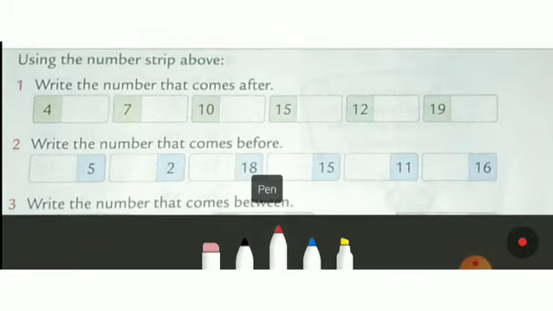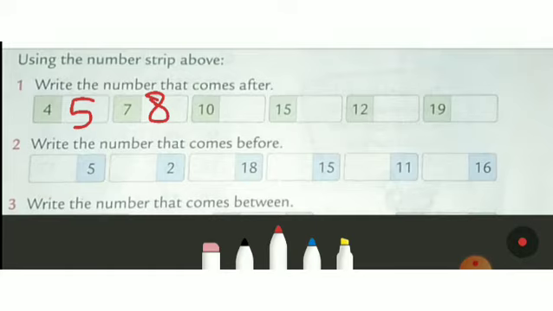Write the number that comes after. In the first question you have to write after numbers. So after the number 4 is 5. Okay, so write 5 here. After the number 7 is 8. This way you have to complete the remaining ones.